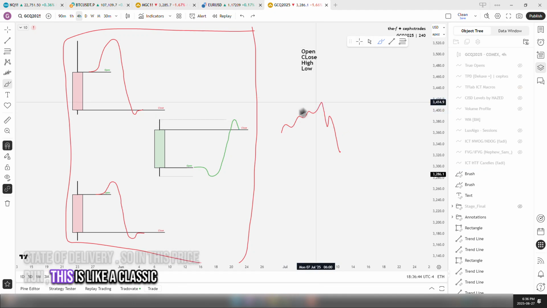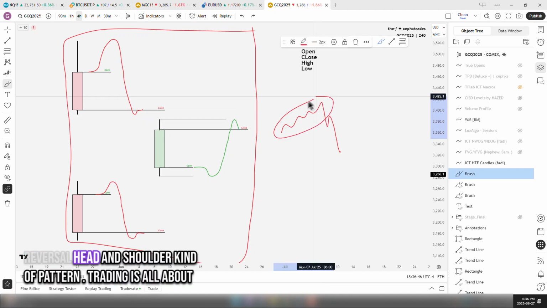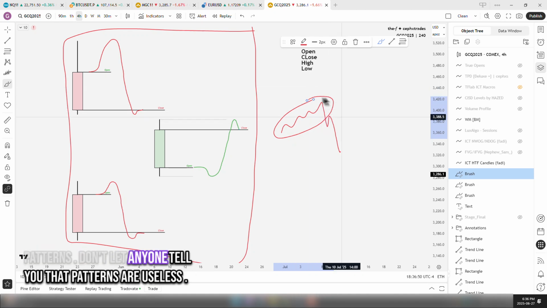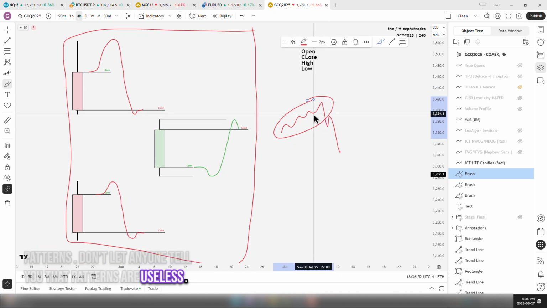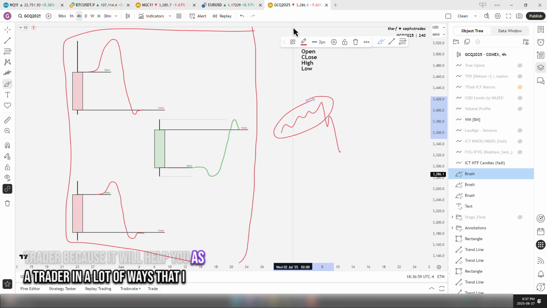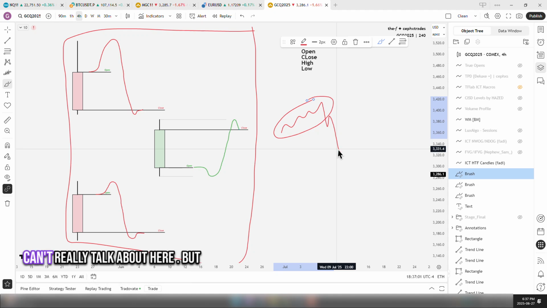In this price run, this is like a classic reversal head and shoulder kind of pattern. Trading is all about patterns. Don't let anyone tell you that patterns are useless. Patterns are good. You need to be able to recognize patterns as a trader because it will help you in a lot of ways that I can't really talk about here.